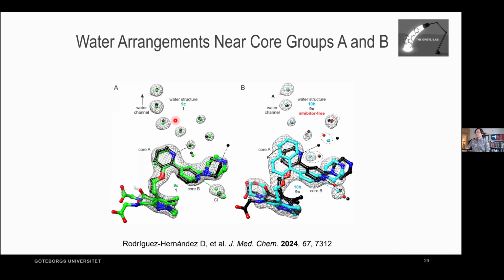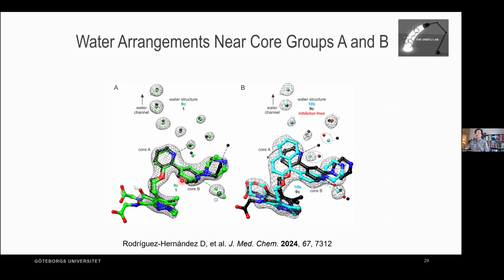I also said that we looked at how water molecules might play a role in this. And if you look at the A panel, all these dots up here are water molecules. This compound 1 is the one we had as 12B on some of the previous slides, which was one of our best hits. And you see that it makes an interaction with a water molecule here, and it makes another interaction with a water molecule here.